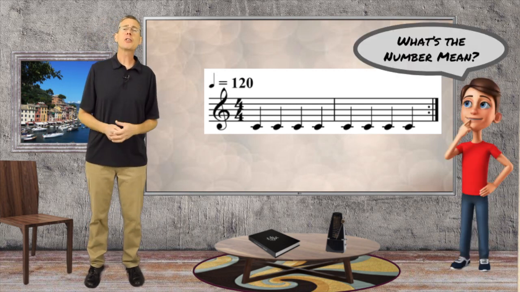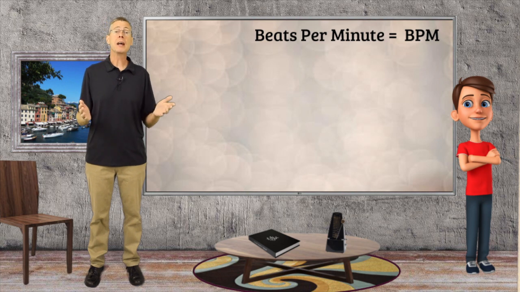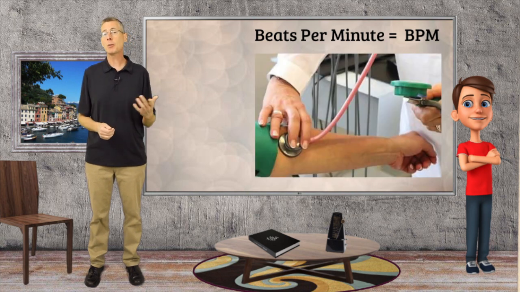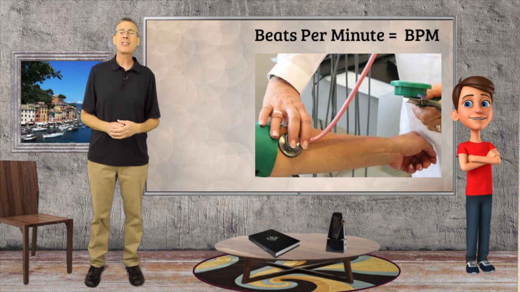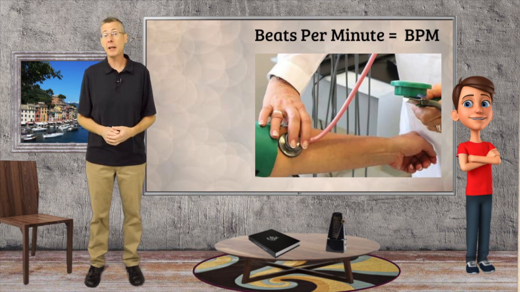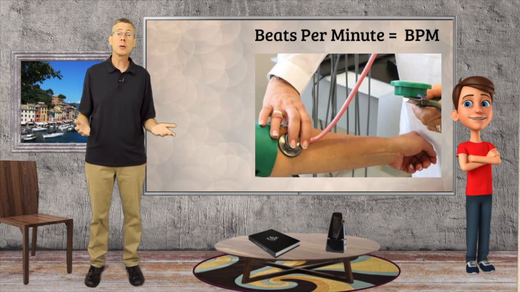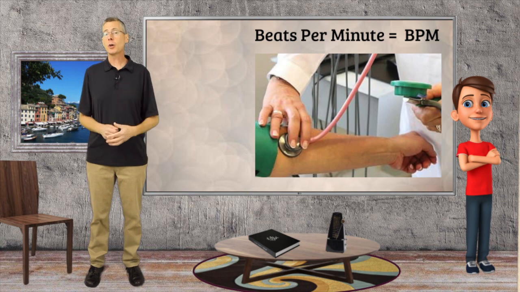That number tells you the beats per minute, or BPM. It's a lot like when they take your pulse at the doctor's office. Your pulse, or BPM, is how many times your heart beats in 1 minute. So if it's a high number, your heart is beating fast. And if it's a low number, it's beating slow. Now you know we're going to use music to help us learn some common tempo markings. But we're going to need some help.